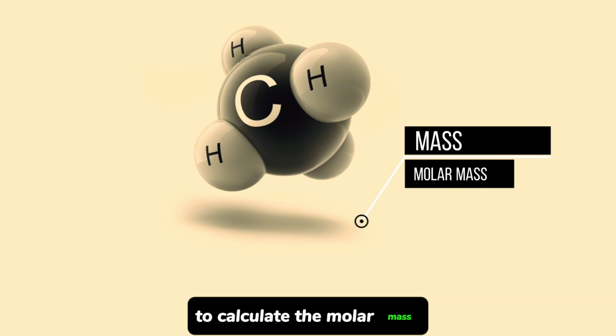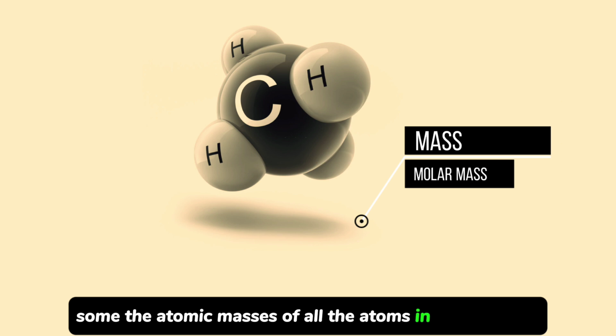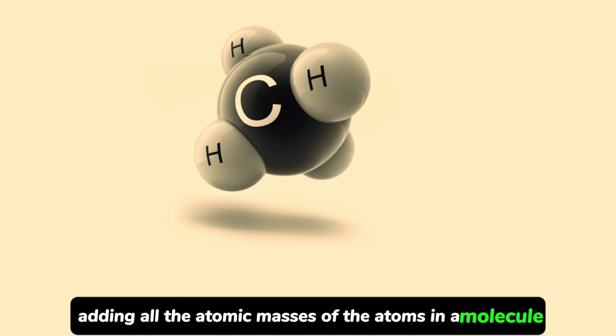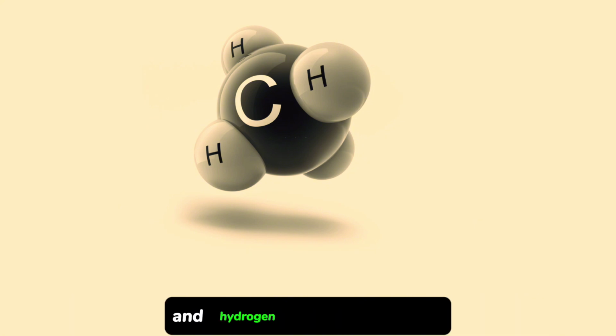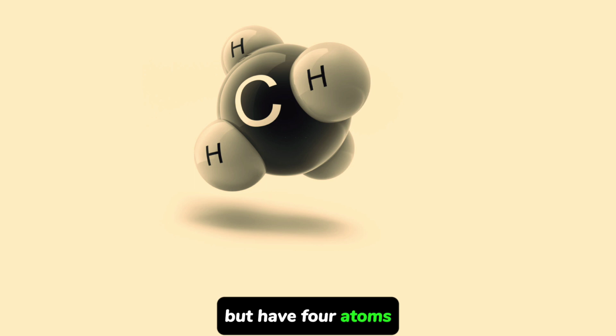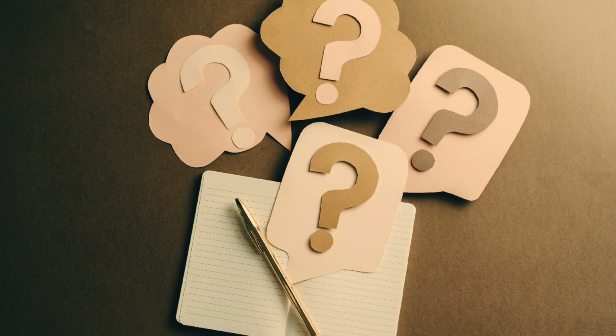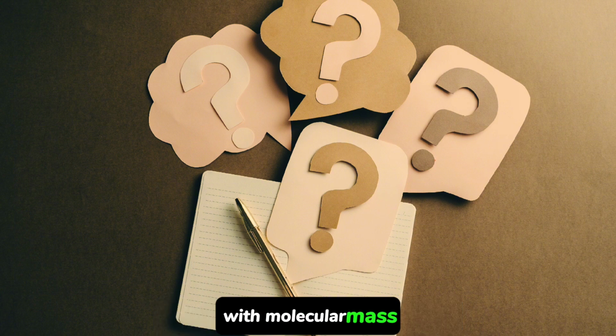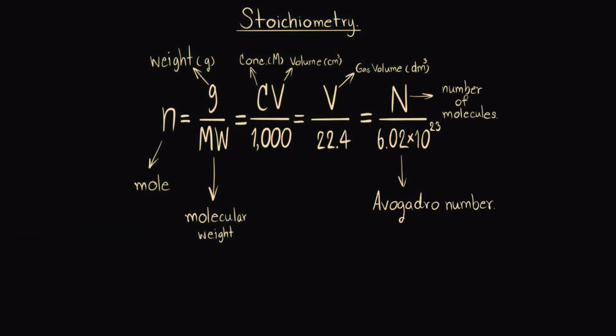To calculate the molar mass, sum the atomic masses of all the atoms in the molecule. As we've seen, the molar mass of methane, CH4, is 16. It's simply adding all the atomic masses of the atoms. In a molecule like methane, carbon has 12 atomic mass and hydrogen has 1 atomic mass but there are 4 atoms, so 12 plus 4 is equal to 16. Confusing molar mass and molecular mass. Students might confuse molar mass, the mass of 1 mole of a substance, with molecular mass, the mass of a molecule or atom.